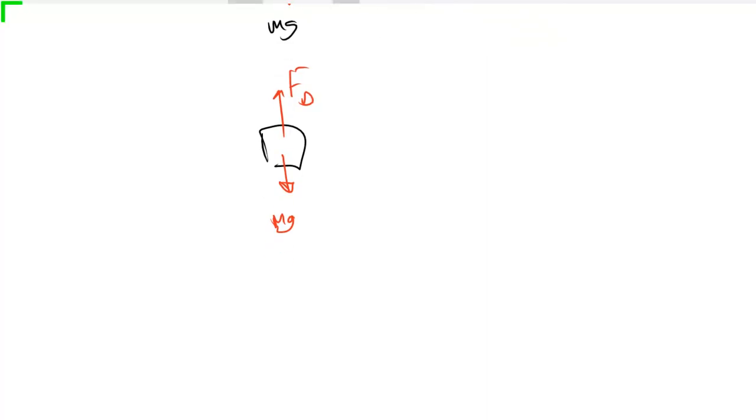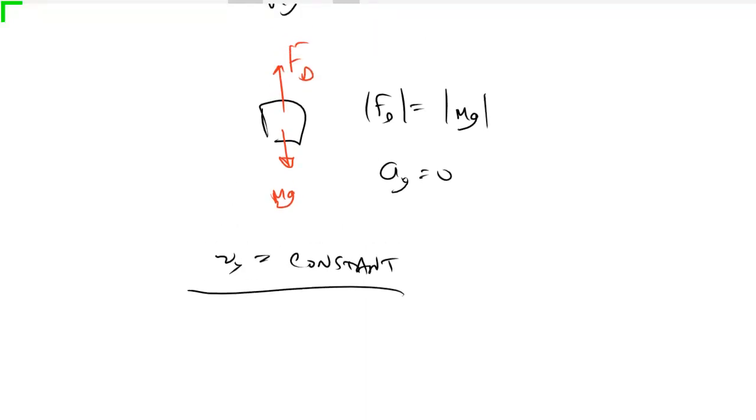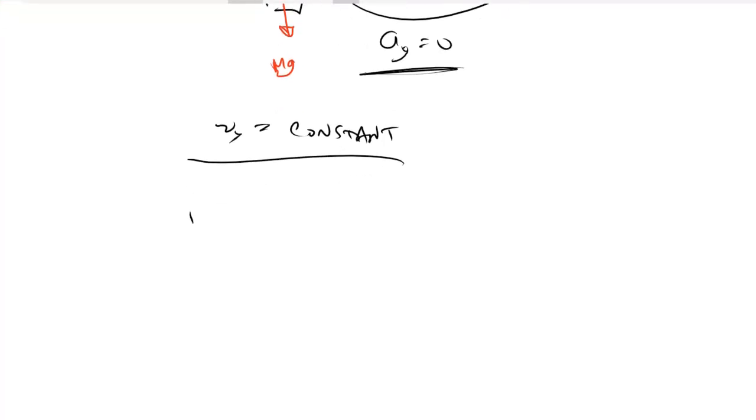Eventually, when the magnitude of the drag force is equal to the magnitude of the weight, then we could say that the acceleration in the y direction will be equal to 0, because the net force will be equal to 0. So then the velocity in the y direction will be a constant. It will stop speeding up. The forces have balanced and the acceleration is equal to 0. This is a condition we call terminal velocity.